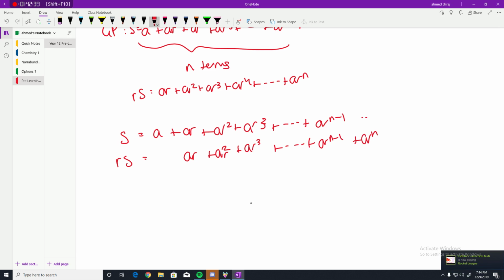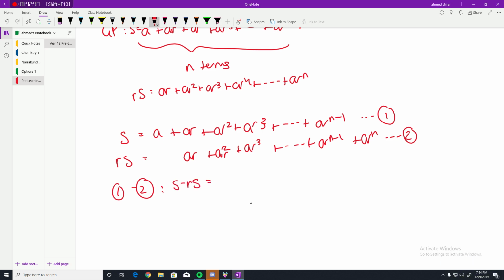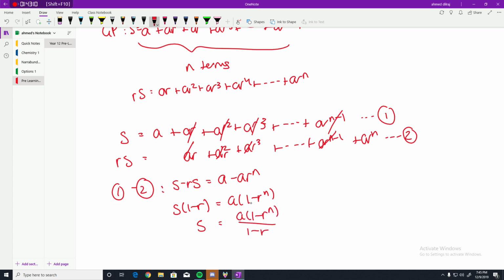Now, I'm going to take this as equation 1, and this as equation 2. And now I'm going to subtract them. So over here, we get S minus RS is equal to, now notice this cancels with this, this cancels with this, that cancels with that. So we're just left with A minus AR to the n. And over here, I can factor out the S, I get 1 minus R. And I factor out the A over here, I get 1 minus R to the n. So I get over here, S is equal to A times 1 minus R to the n over 1 minus R.